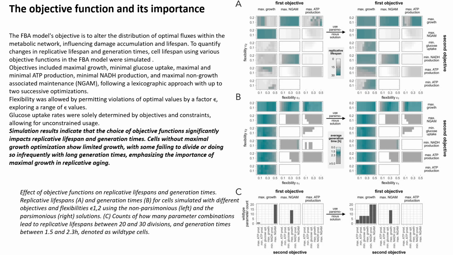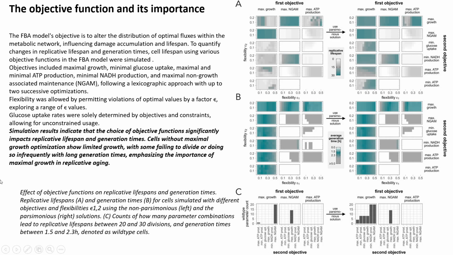So the FBA model's objective is to alter the distribution of optimal fluxes within the metabolic network, influencing damage accumulation and lifespan. To quantify changes in replicative lifespan and generation times, cell lifespan using various objective functions in the FBA model was simulated. This is taken from a study.